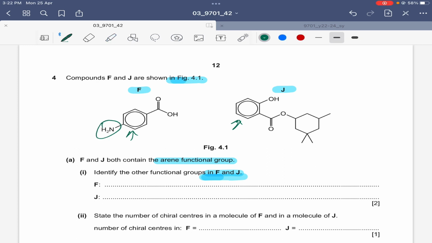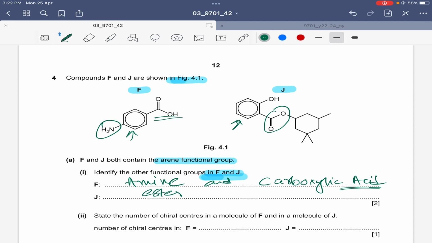So in F we have this phenylamine, so we have amine and carboxylic acid. Right, so F contains phenylamine and carboxylic acid, and J has this ester group and phenol. So ester and phenol. So these are the functional groups which are present in F and J other than arene.